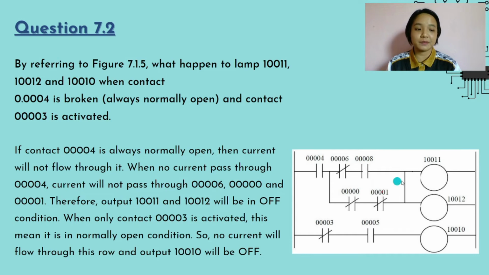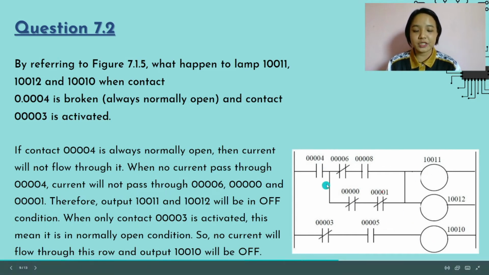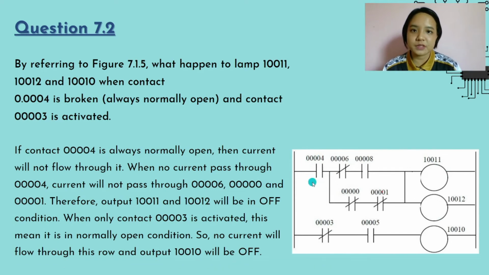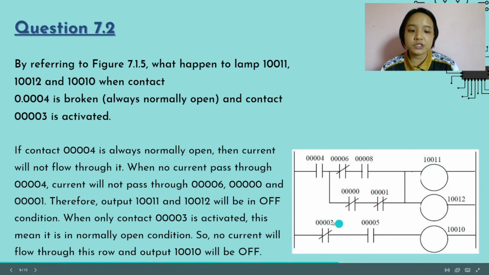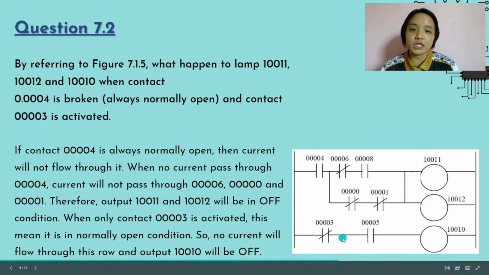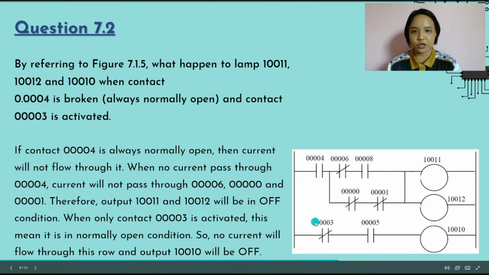For question 7.2, what will happen to each of these lamps when this input is broken and this one is activated? So let's look at this. When this input is broken, it will always be in a normally open condition. When it's normally open, there will be no current through this branch and also this branch. Therefore, these two outputs will not be turned on. It will be in an off condition. And for 0003, when it is turned on, it will be in a normally open condition. When it is normally open, same as previous, there will be no current through. When there is no current through here, no lamp will switch on. Therefore, all of these outputs will be in off condition when this is broken and when this is switched on.